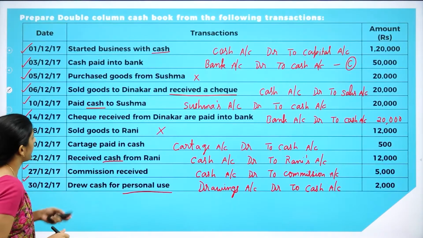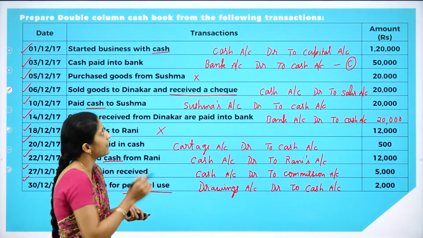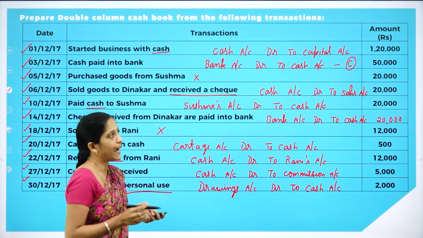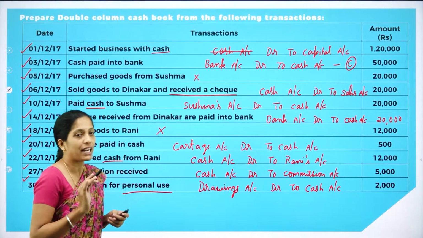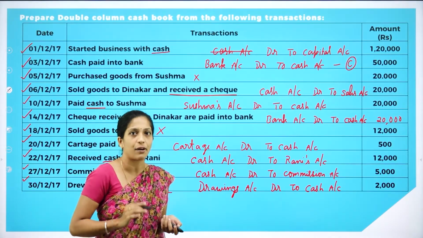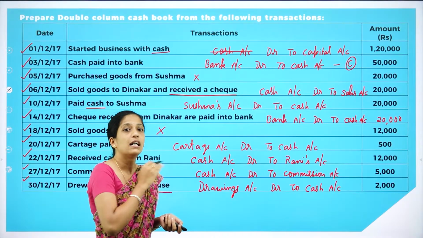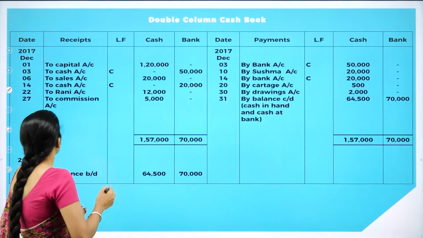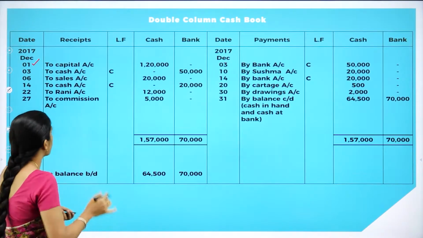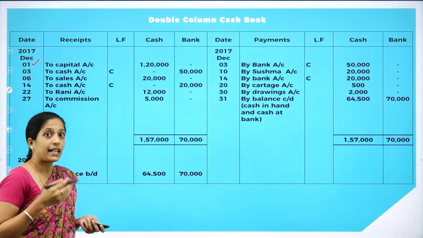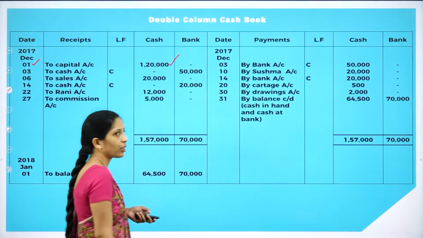See the first transaction, 1/12/2017, started business with cash, and your journal entry is cash account debit to capital account. Leave this cash account because we are preparing a double column cash book. The remaining account is capital account. Where are you going to record it? Under the receipt side. So we write the date 1/12/2017, to capital account, and since it is started with cash, you write the amount in the cash column.